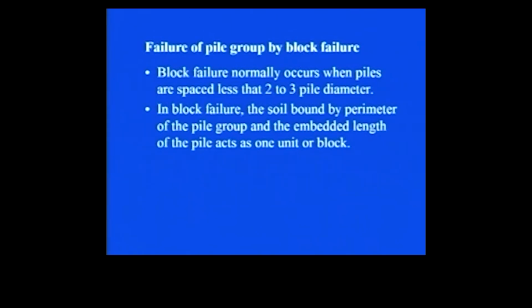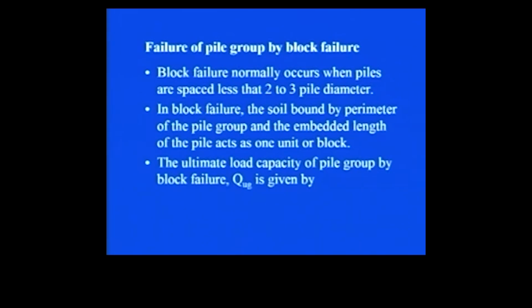In block failure, the soil bound by the perimeter of the pile group and the embedded length of the pile acts as one unit or block. Let us say you have 100 piles together in that particular group. The area covered by those 100 piles will behave as if there is only one pile of that larger size, and the length will be the total overall length of the pile. So, that total thing will behave as one particular unit or block.